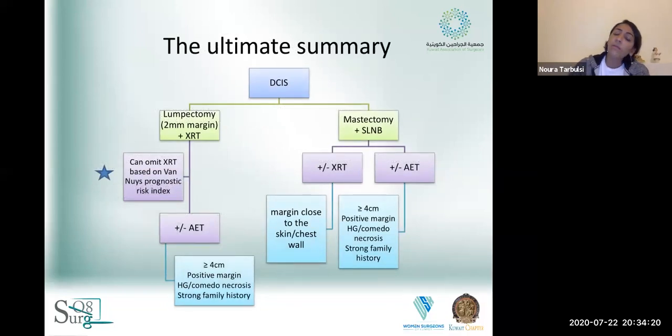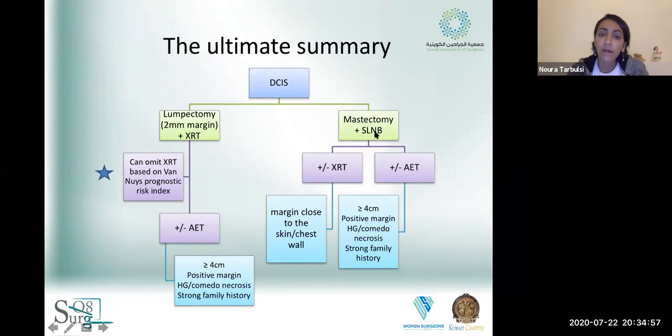So, summary for DCIS, once it is diagnosed, you have 2 options. First step is surgery. Either I'm doing a lumpectomy and the required margin for DCIS to minimize the risk of recurrence is 2 millimeter. And if I'm doing a lumpectomy, I'm doing a radiotherapy. I put here a note that I can omit radiotherapy based on Van Nuys prognostic index. And then after that, plus minus anti-estrogen treatment if there is an indication, one of those.